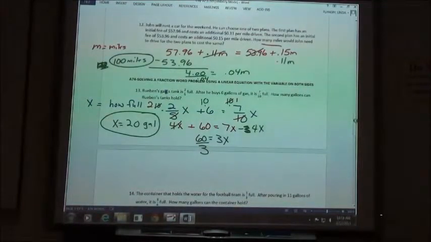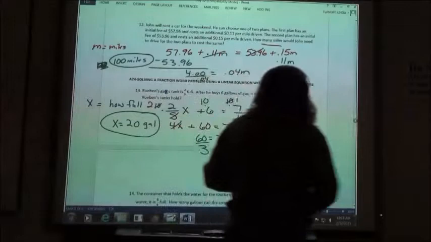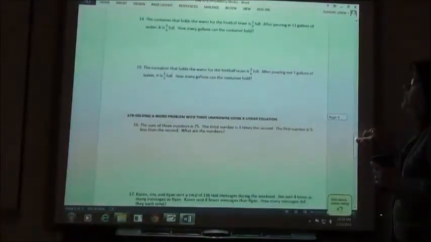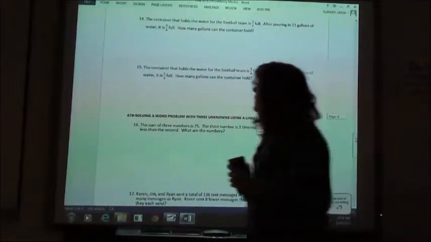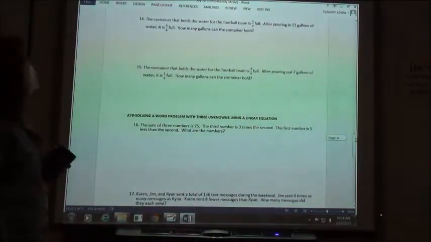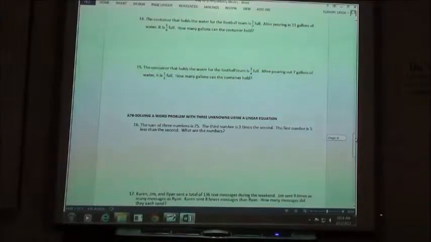Now the next two are almost exactly like what we did on this one. So if you're all right with this one, the next two shouldn't be too bad. Number 14, it says the container that holds water for the football team is 1/3 full. After pouring in 11 gallons of water, it is 5/6 full. How many gallons can the container hold?